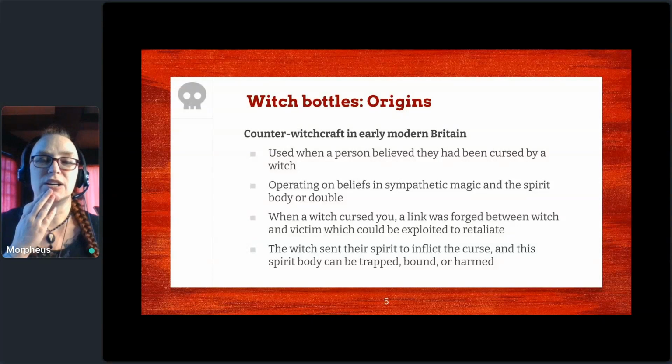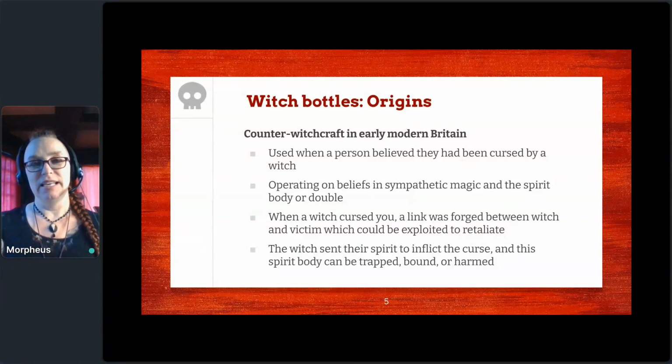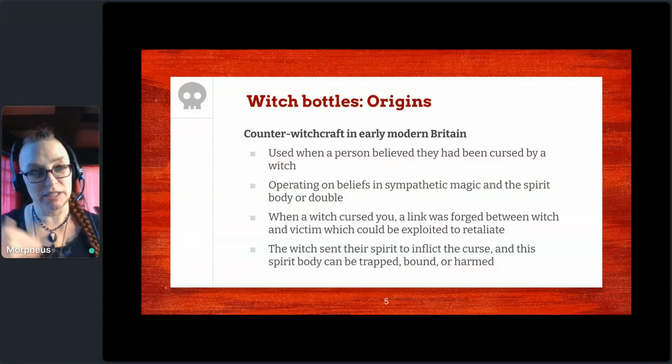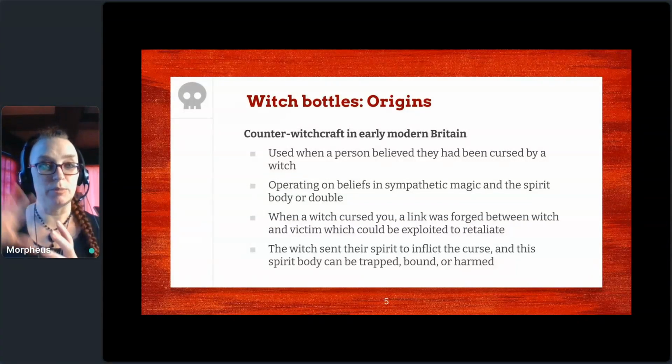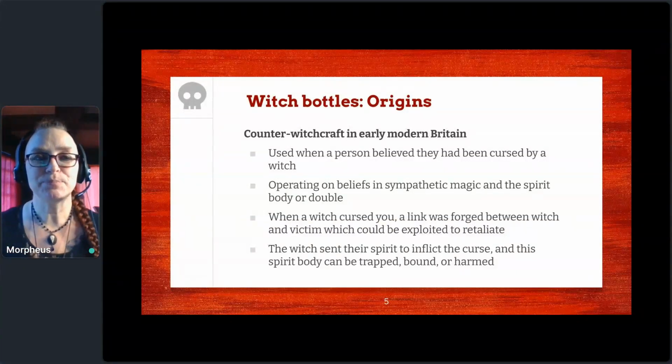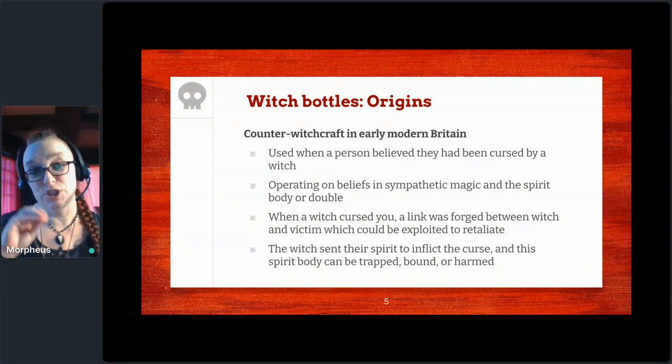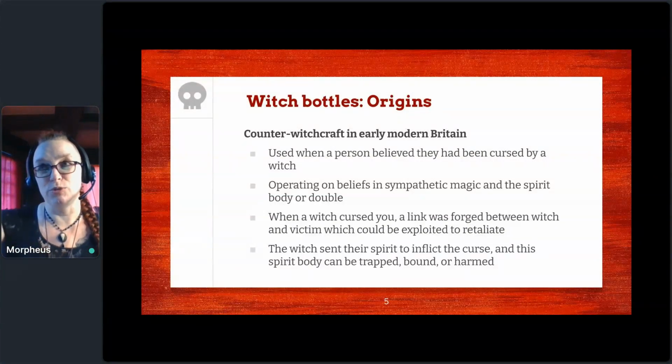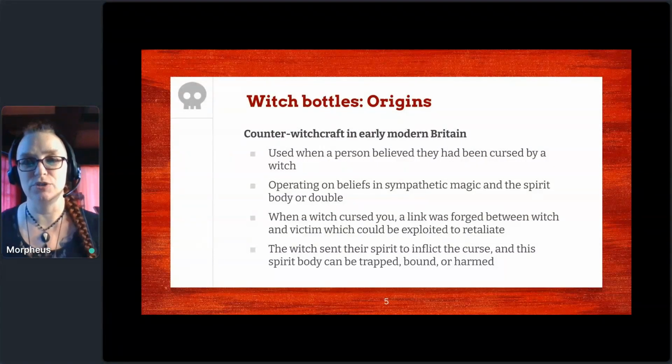And they operated on this idea of sympathetic magic and the concept of the spirit body, or the witch's double or fetch, or whatever you want to call that. So the notion was that when a witch cursed you, it forged a link between the witch and their victim. And that link could be exploited in order to retaliate against the person who had cursed you.